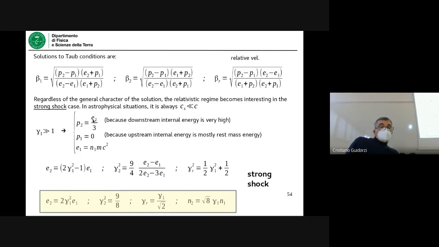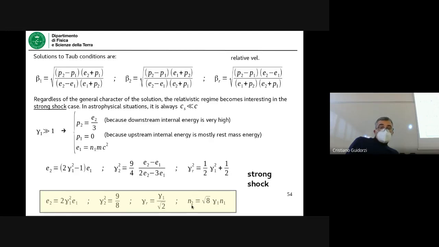The shock is strong, so E2 is much larger than E1. And how do I see that? Well, you see it right from here. Given that gamma 1 is much larger than 1, it means that E2 is much larger than E1. But if you look at this formula here, in this ratio you can neglect in both numerator and denominator the term with E1. So you have E2 over 2E2, so 1 over 2, so 9 over 8. And this is gamma squared 2. And again, here you can neglect plus 1 half, and you are left with this guy here.